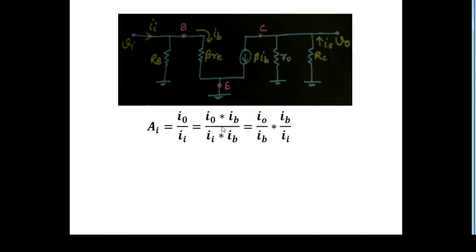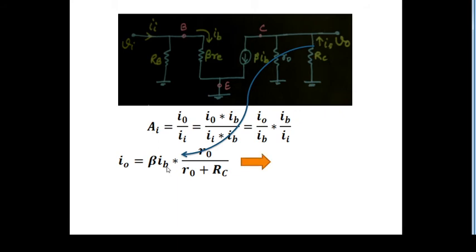So we can write this same equation for the current gain: I naught equals beta IB times R naught by R naught plus RC, from the current division rule, the opposite resistance by opposite resistance plus main resistance RC. So now we can find I naught by IB: I naught by IB equals beta R naught by R naught plus RC.